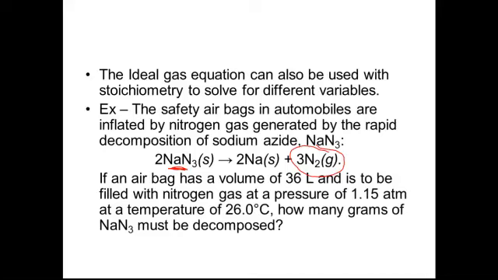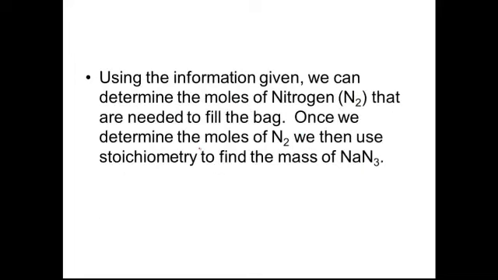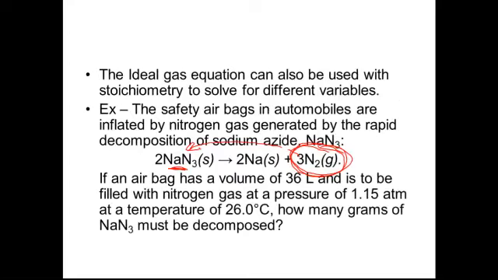It says if an airbag has a volume of 36 liters and is to be filled with nitrogen gas at a pressure of 1.15 atmospheres, at a temperature of 26, how many grams of NaN3 must be decomposed? So basically, they're giving us information about this gas, but then they're asking us about something else. What this question is doing is combining what we know about gases, but also what we know about stoichiometry.